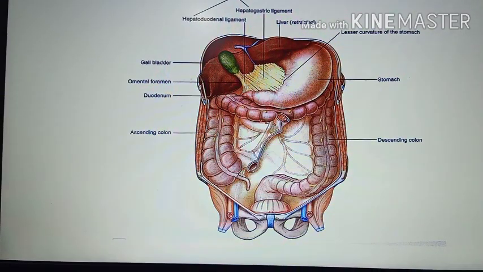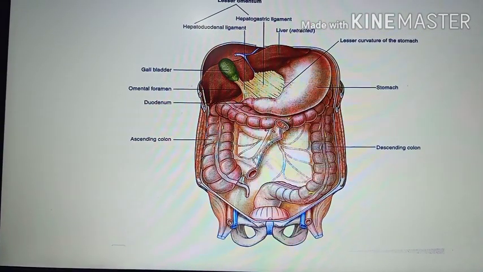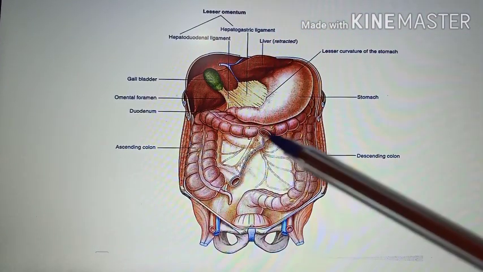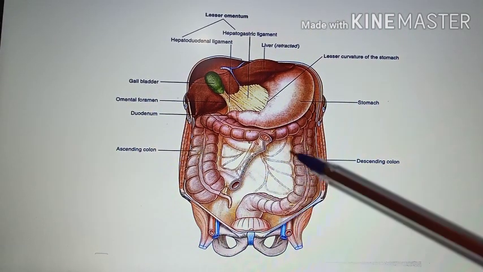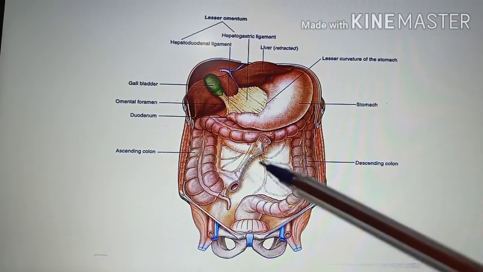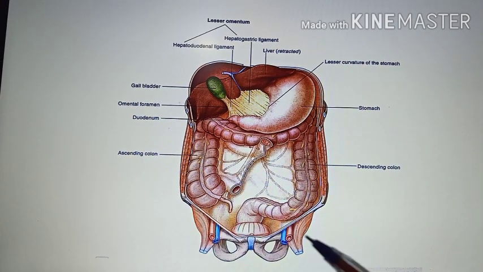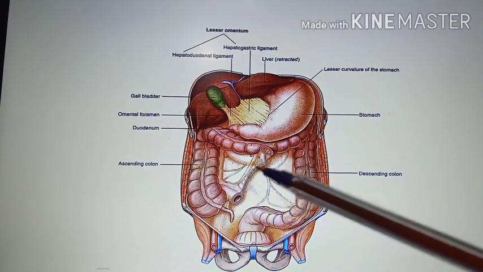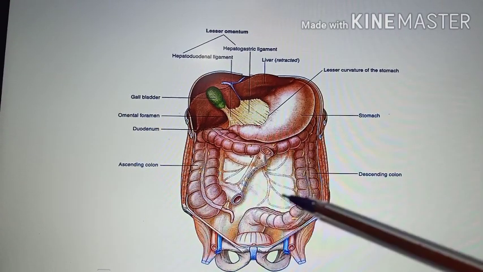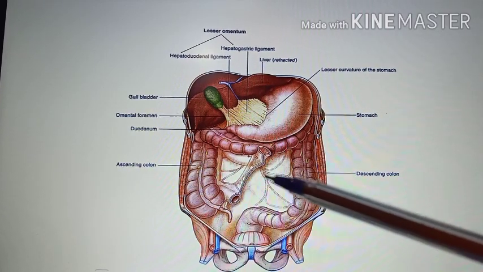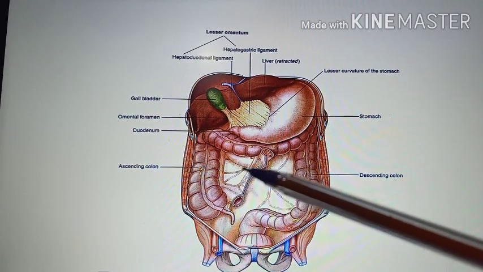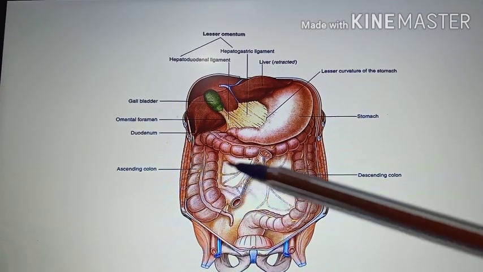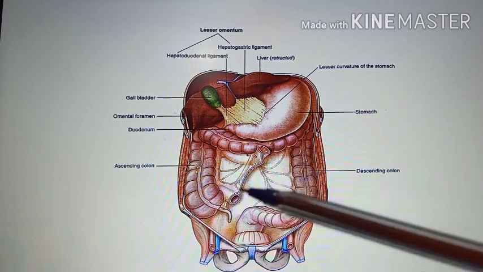So until now we studied the supracolic compartment. Now coming to the infracolic compartment, that is below the transverse colon and transverse mesocolon. This is the infracolic compartment. Here you can see the mesentery, which divides the infracolic compartment into a left as well as a right part. This is the left part, and this is the right part, divided by the mesentery.